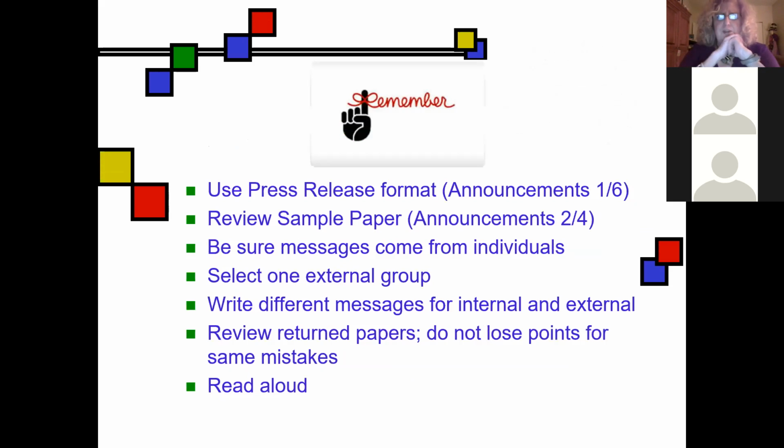All right, so some things to remember. Press release format: if you are using a press release, make sure you use the format. It was posted on January 6th in announcements. Review the sample paper, take out all the filler language, and your paper's outlined for you. That was posted in announcements today on 2/4.